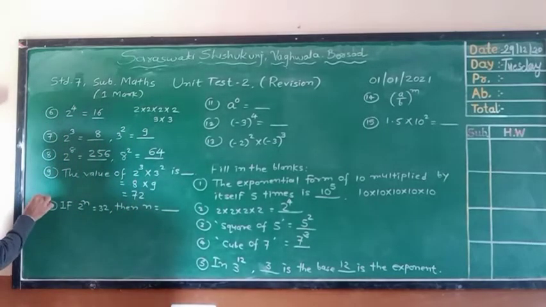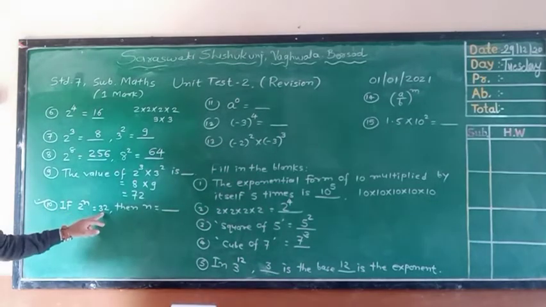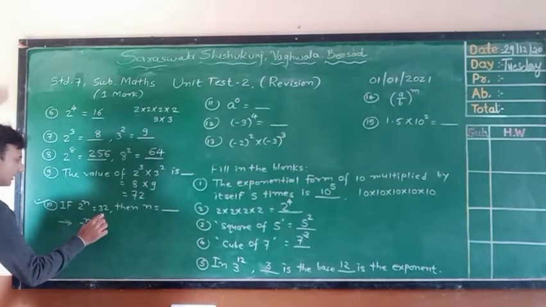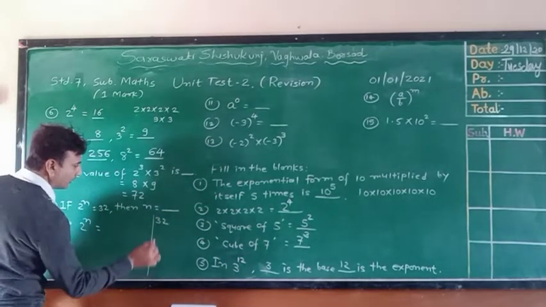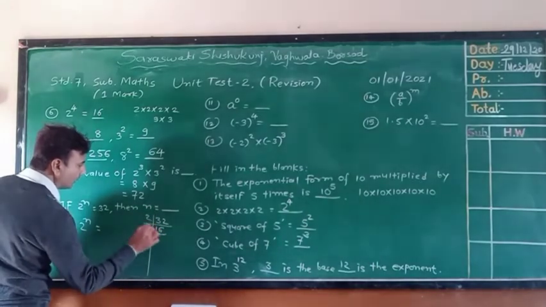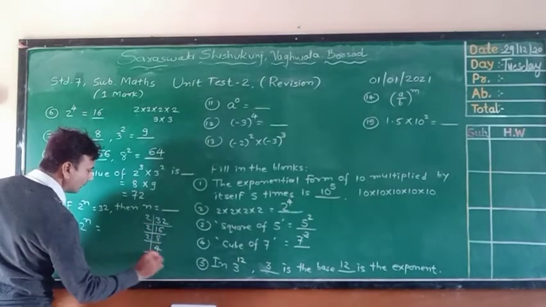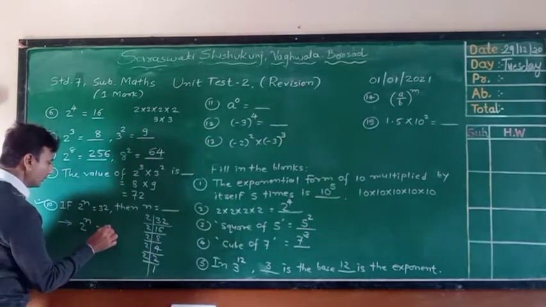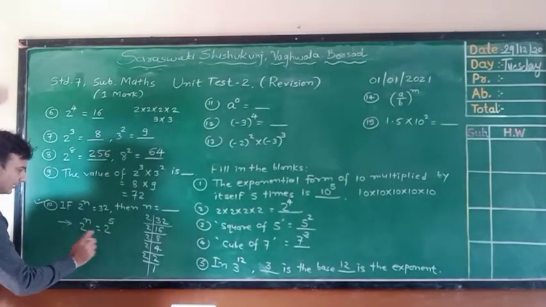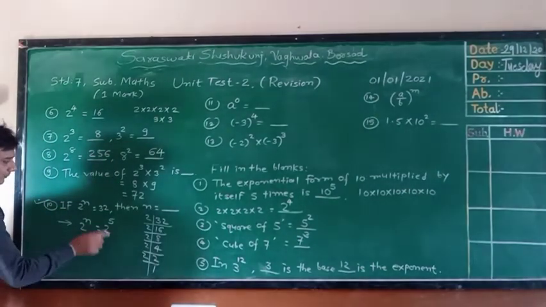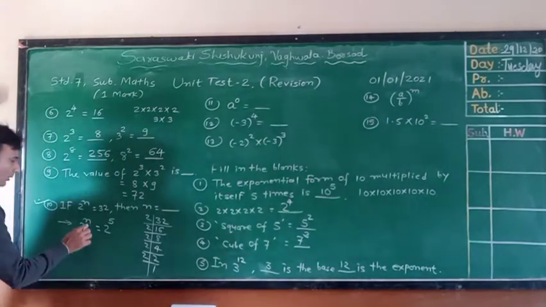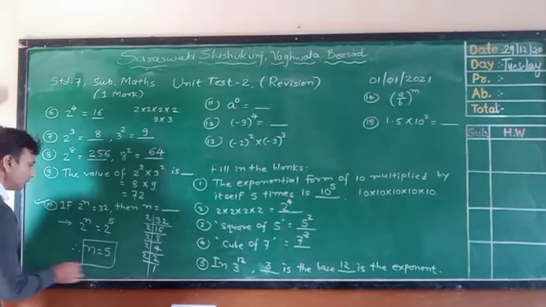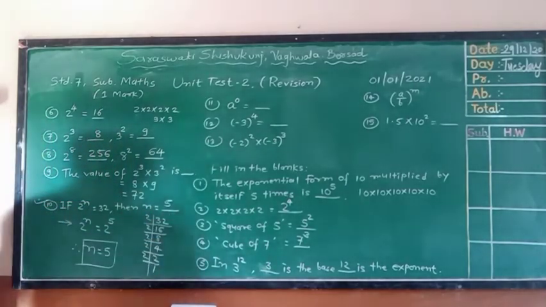Yes, this is important. If 2 raised to n equals 32, then n equals blank. So simple. See, 2 raised to n and 32. We factorize 32: 32 is 16 times 2, 16 is 8 times 2, 8 is 4 times 2, 4 is 2 times 2. How many times 2? 1 2 3 4 5. So 2 raised to 5. Now both bases are the same with an equal sign, so we can compare their powers. Therefore n value is 5.